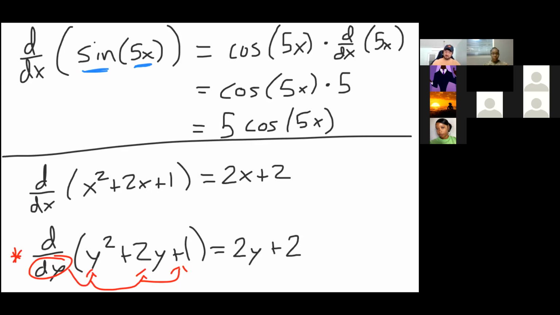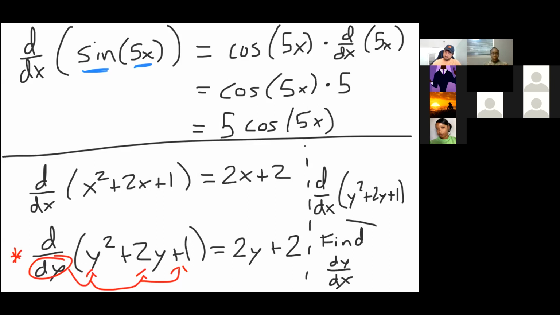The question that we're going to answer today, and you should have watched the videos on, is what happens if I take the derivative with respect to x of, let's say, y squared plus 2y plus 1. This is assuming that y changes in some form with respect to x, y and x are related, and through that I want to find out how y changes with respect to x, the dy/dx.